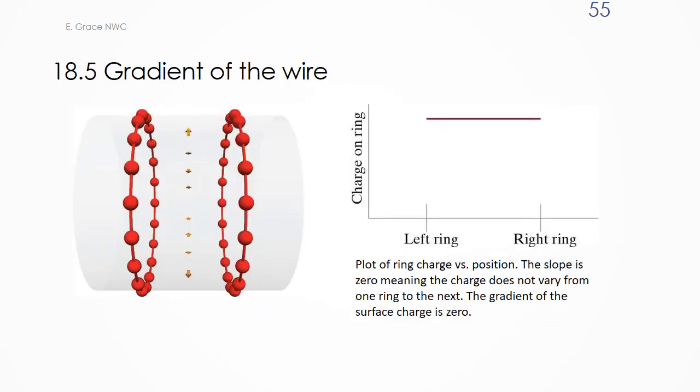So if we look at the gradient of this wire from the left ring to the right ring, you can see, looking at charge versus position, the slope is 0, meaning the charge doesn't really change from one ring to the other, and so the gradient of the surface charge is 0. And so we need a different way of distributing charges if we want to get those electrons to flow.